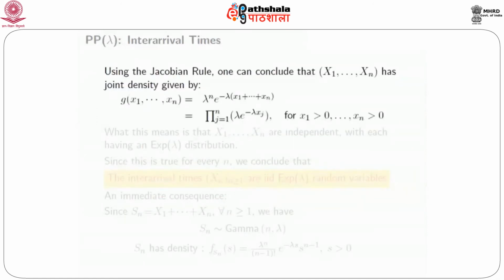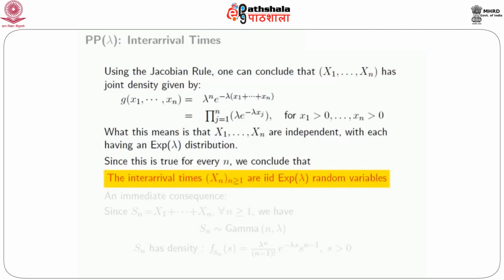Using the very well-known Jacobian rule, one can find the joint density of X1, X2, ..., Xn. You can easily see that if you apply the Jacobian rule, which is a standard thing in basic probability, you can find the joint density of X1, X2, ..., Xn, and it turns out to be this. But this is much nicer. You see the joint density of X1, X2, ..., Xn is this function g of x1, x2, ..., xn, which is a product of the functions lambda times e to the power minus lambda xj, for x1 greater than 0, etc., xn positive.